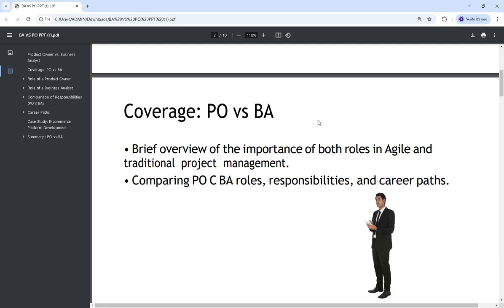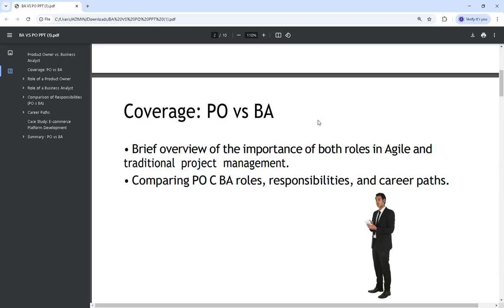The most commonly used term in agile is product owner, and business analyst we also know since a long time, but product owner is a new term. He is part of a scrum team.